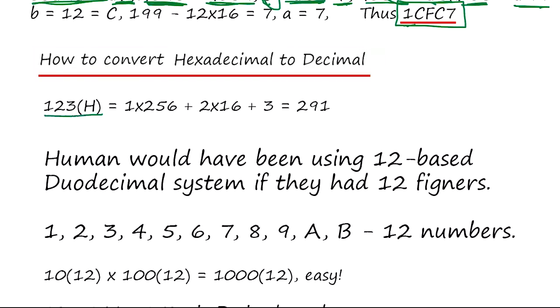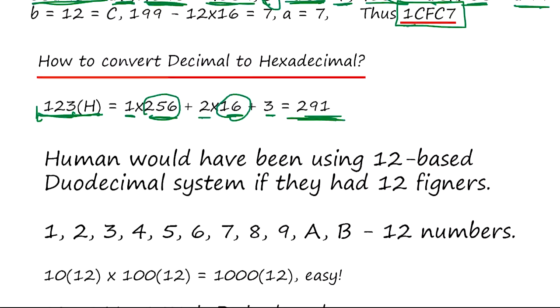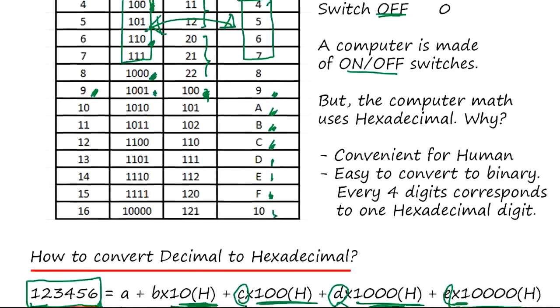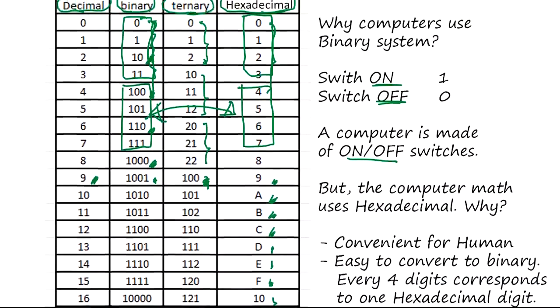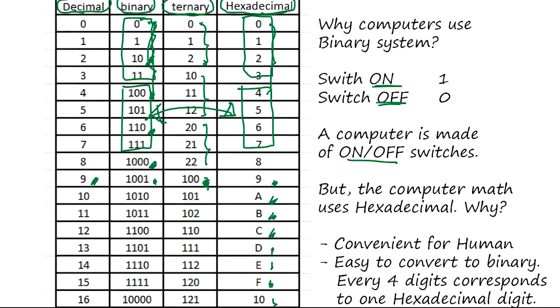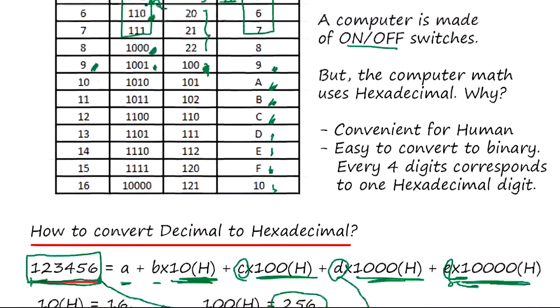This is a hexadecimal 1, 2, 3. How do we convert that? We just multiply each digit by its place value. Then this is a decimal number. So the number system is arbitrary. We can use any number system, and math wouldn't change. It's the same thing.